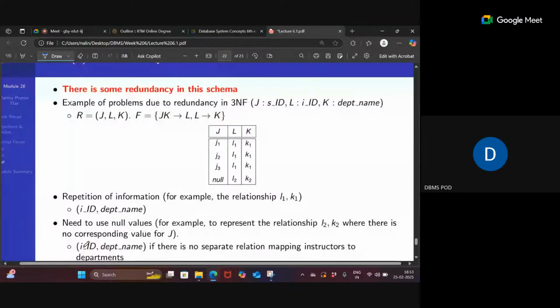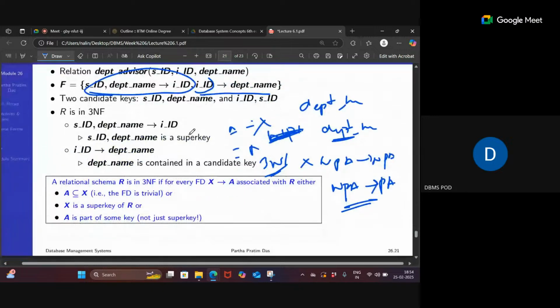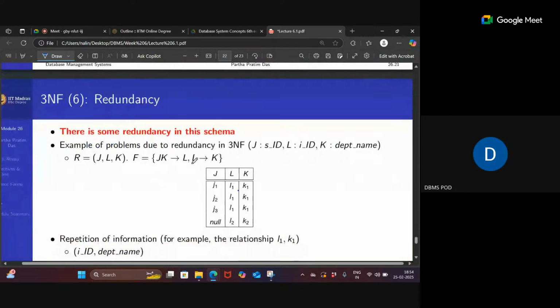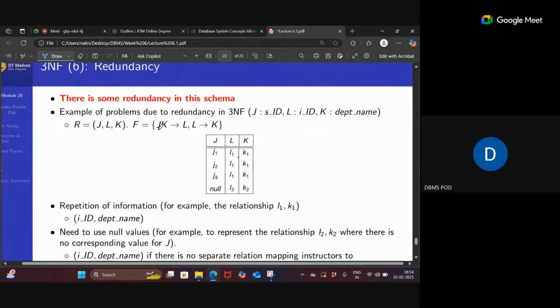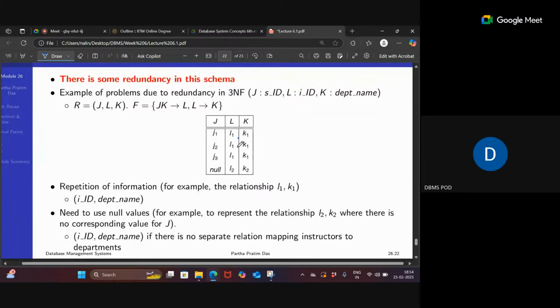In 3NF also some redundancy is possible. The same example is shown in the table, but SID is denoted as J, IID is denoted as L, and department name is denoted as K. This table holds the dependencies mentioned above: SID, department name together determines IID, and IID determines department name. That is, JK determines L and L determines K. But you can see L1 K1, L1 K1, L1 K1: redundancy is there.